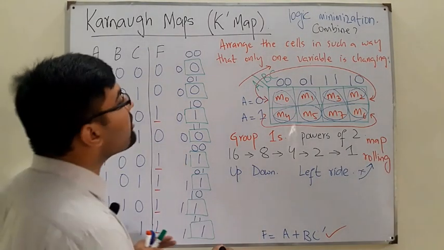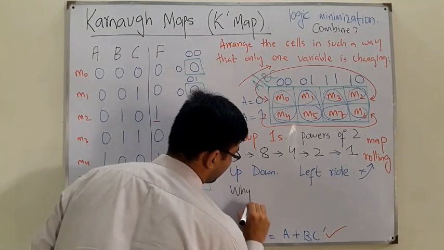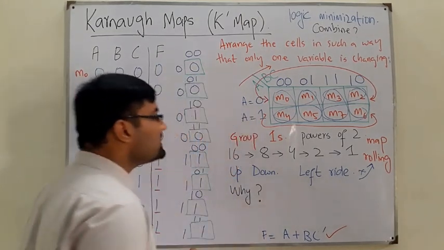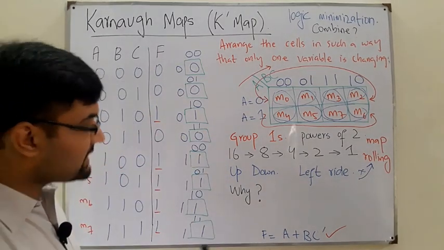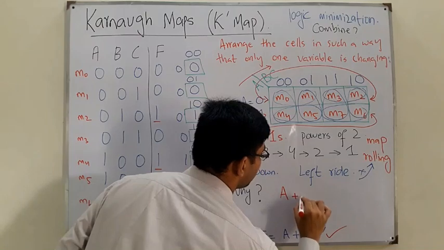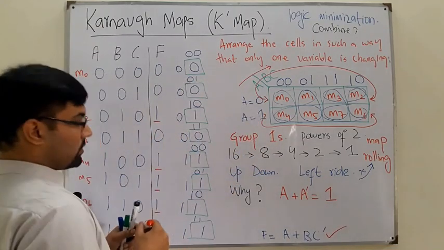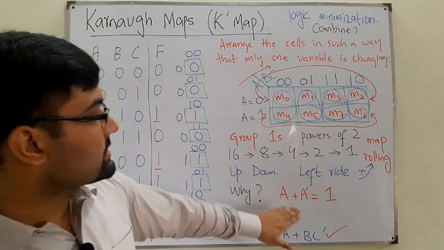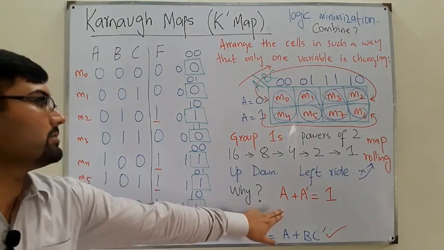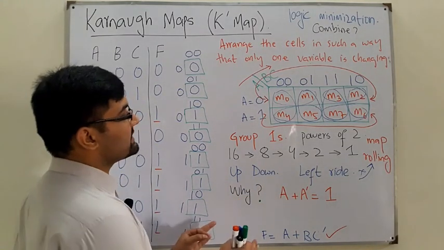Now why do we group these ones, okay? Why do we group these ones, why? So we group these ones in this manner to satisfy the property that we've seen from the OR operation that A plus A complement is equal to 1. We group these ones because to satisfy this property, A plus A complement is 1. Alright, and how is this property satisfied? So we'll see it through an example, okay?